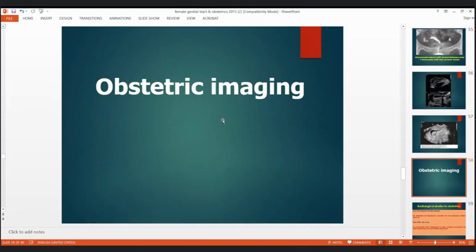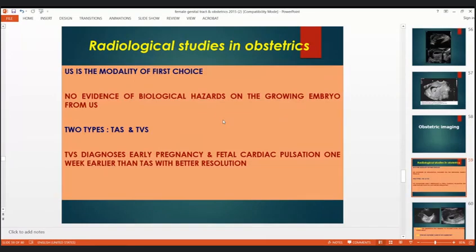Okay, by this we complete the talk about gynecological imaging, and we proceed with the obstetric imaging. For radiological studies in obstetrics, ultrasound is the modality of choice in the diagnosis. There is no evidence of biological hazard on the growing embryo from ultrasound. We generally perform two types of ultrasound, either transabdominal ultrasound or transvaginal ultrasound.